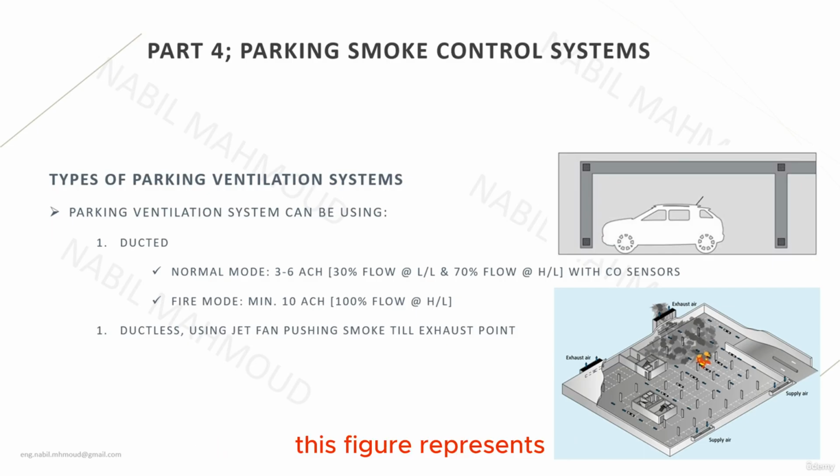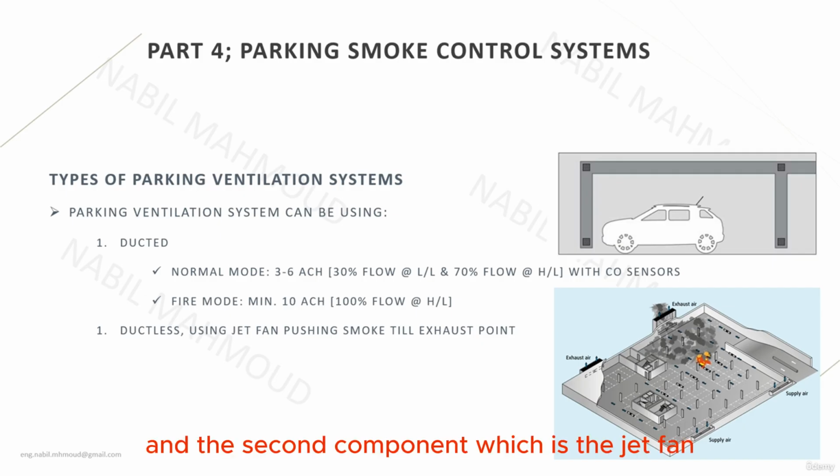This figure represents that the ventilation system of the parking simply consists of three main components. The first component is the fresh air or the supply air. The second component is the jet fans. The third component is the exhaust air. So the first component, the supply or fresh air, can be introduced by either fans, by ventilation shafts, or by louvers.